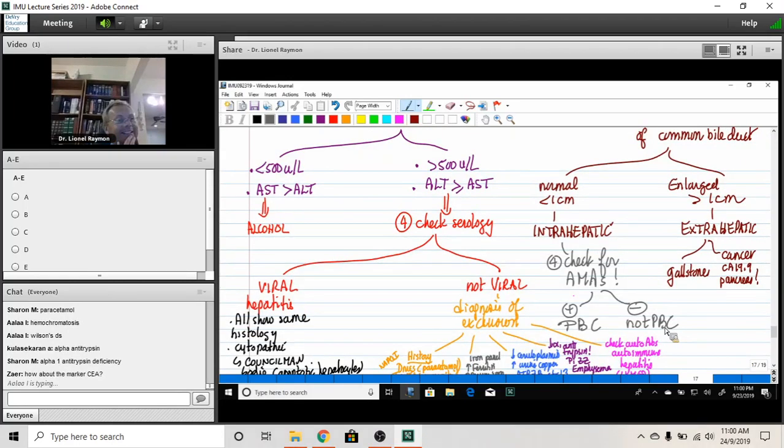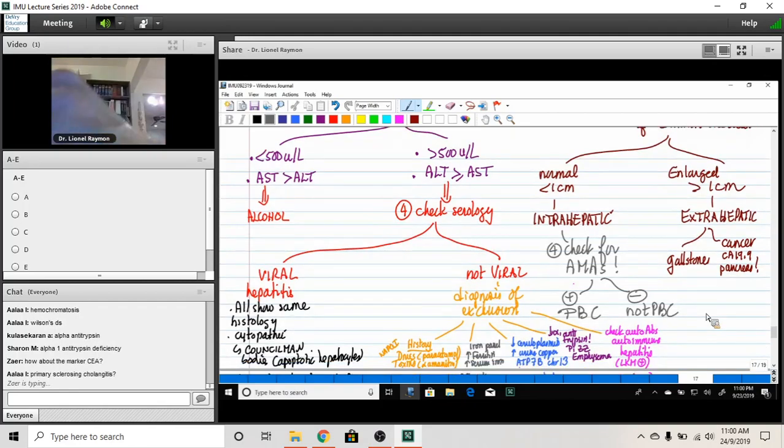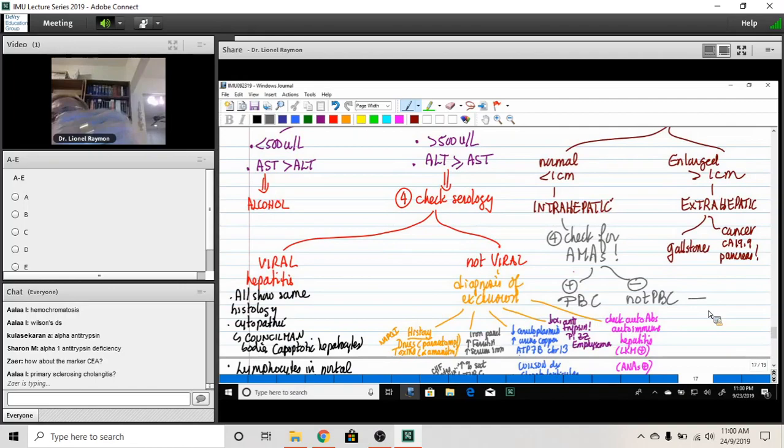If it's not PBC, then look what you can do now. Let me blow this up. If it's not PBC, then check for ANCA, and it's either going to be ANCA positive or not. But I mean, ANCA positive definitely would tell you that it's primary sclerosing cholangitis, for instance. And if it's ANCA negative, you're going to have to find other reasons for having cholestatic jaundice.